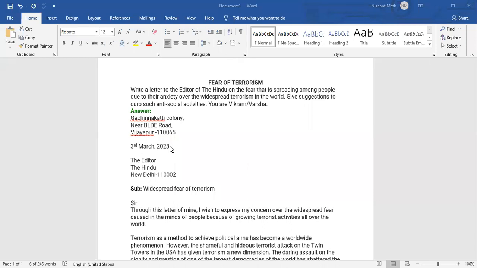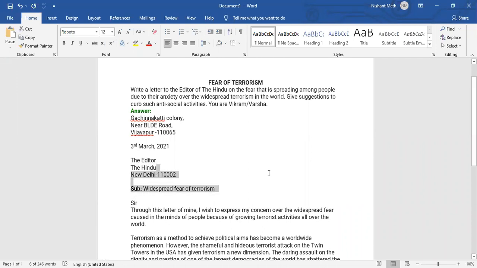2021, fine. Either the current date or any past date can be accepted. Now, the from address: the Editor, The Hindu, New Delhi. Since it is New Delhi, it can reach New Delhi. Instead of New Delhi, we can put Bangalore, which is nearest, since The Hindu is supplied there also, and here also. We can consider the main head office or the regional office.